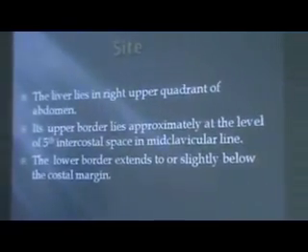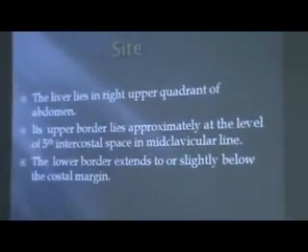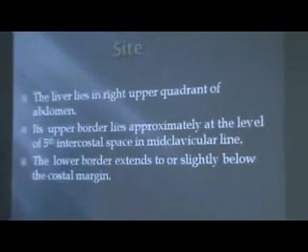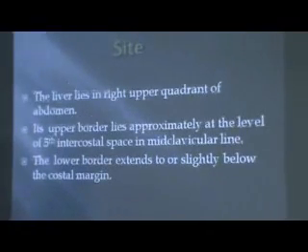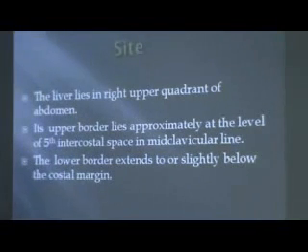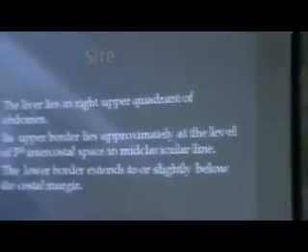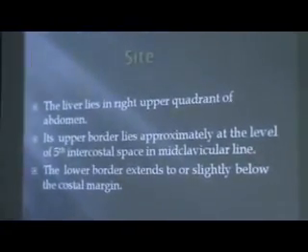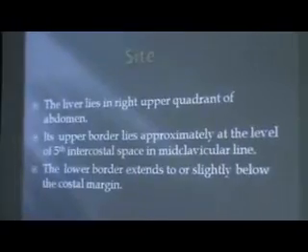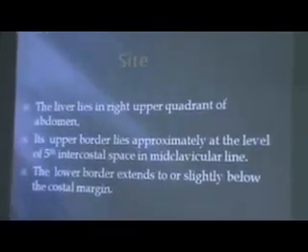So regarding the anatomy of the liver, as we all know, the liver lies in the right upper part of the abdomen, and its upper part lies approximately at the level of the fifth intercostal space. Its lower border extends slightly below the subcostal margin. So the liver lies within the chest space in the abdominal cavity between the fifth intercostal space and the costal margin.